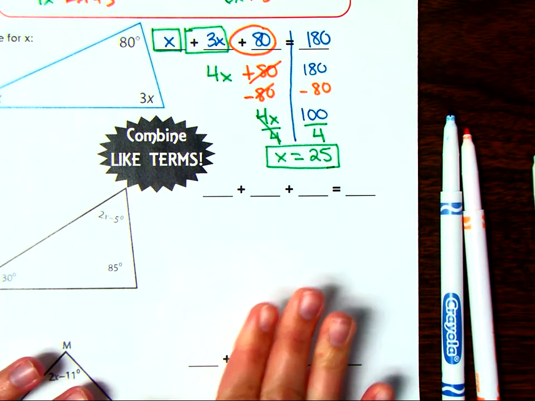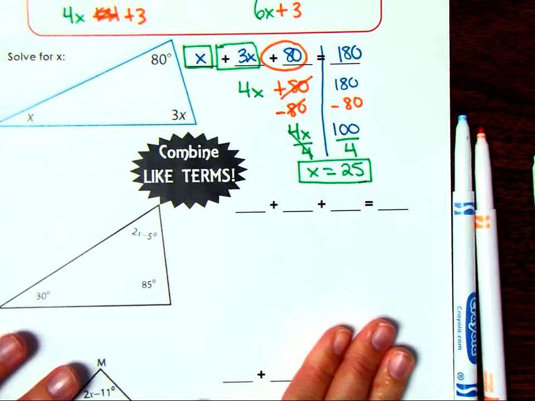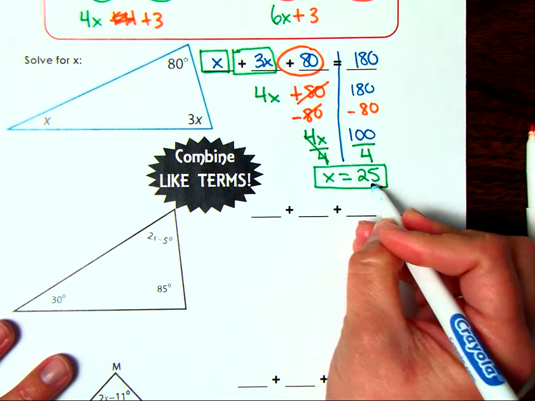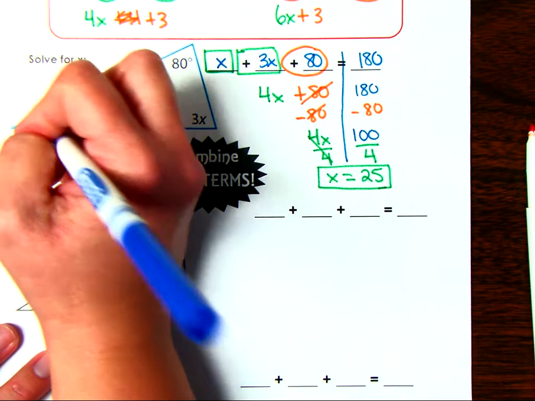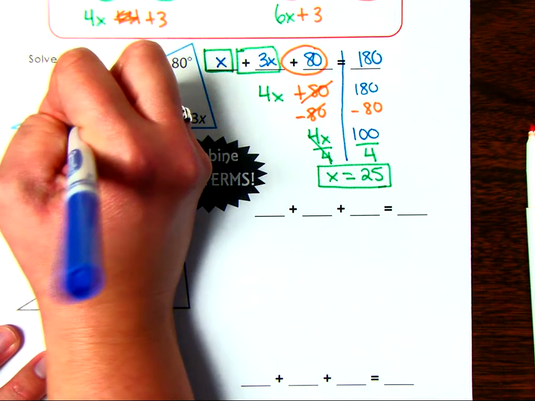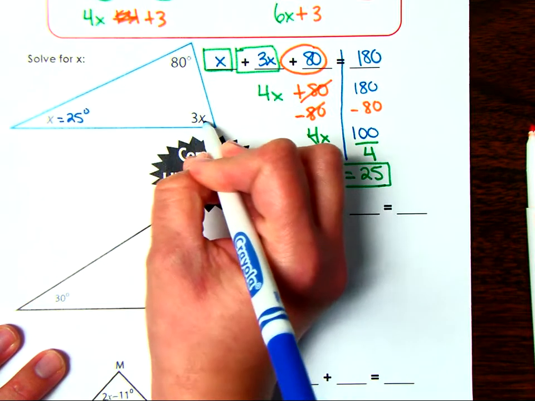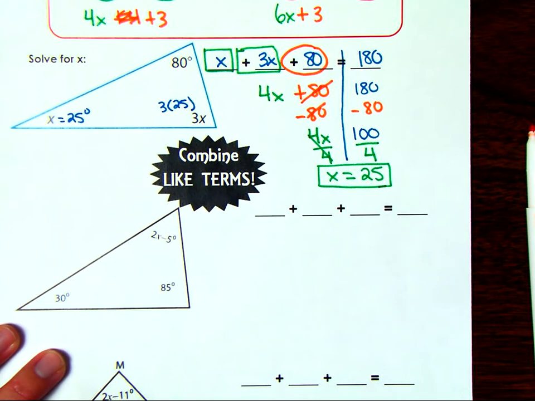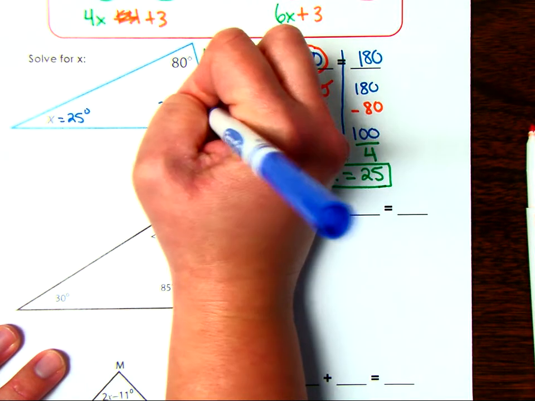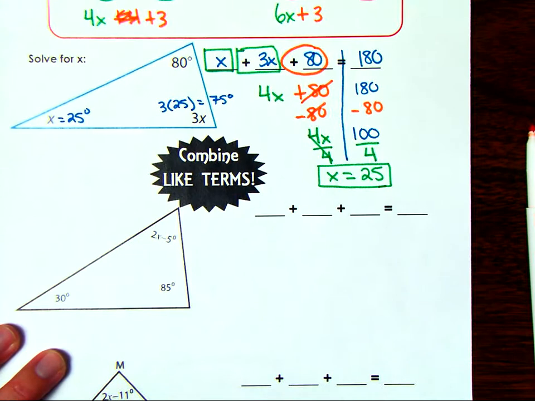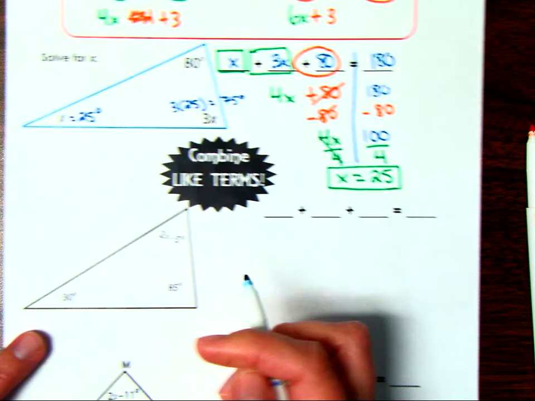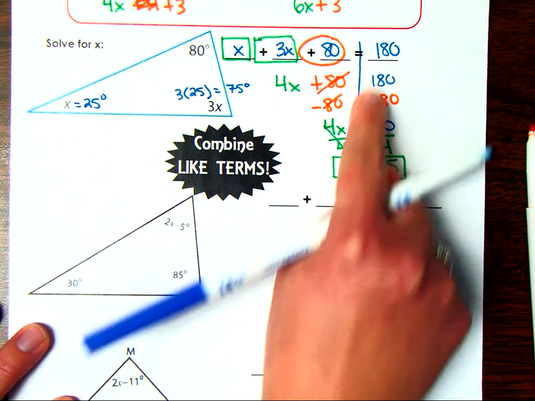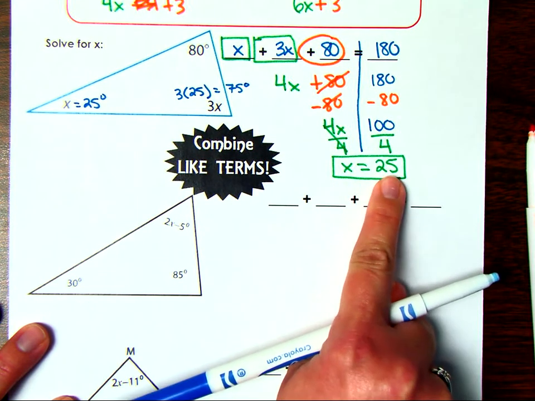Now, what you should always do anytime you're solving an equation is substitute that number in to make sure it makes sense. So 25 is what we get for x. So what you could do is say that's 25 degrees. 3x, so 3 groups of 25, because 3 times x, or 3 times 25. So that means that this angle is worth 75 degrees. So if 25 plus 80 plus 75 equals 180, you know that you're correct, that x could be 25.